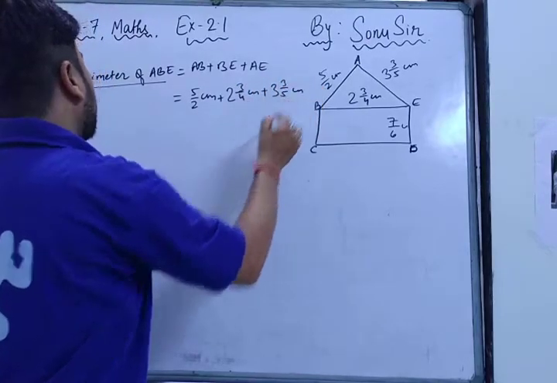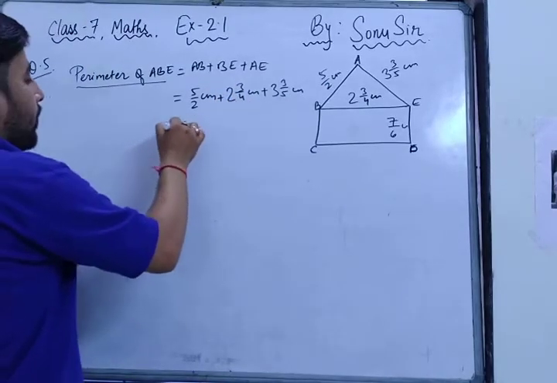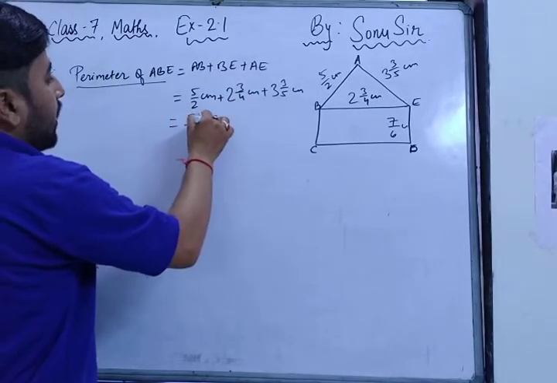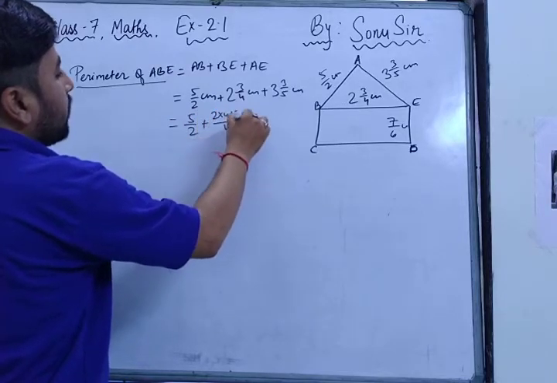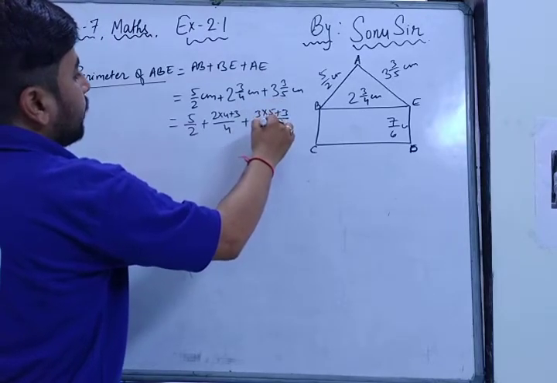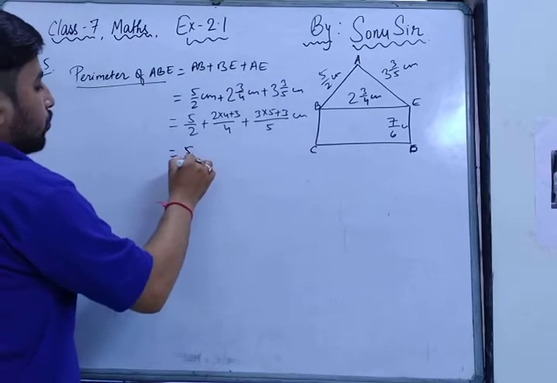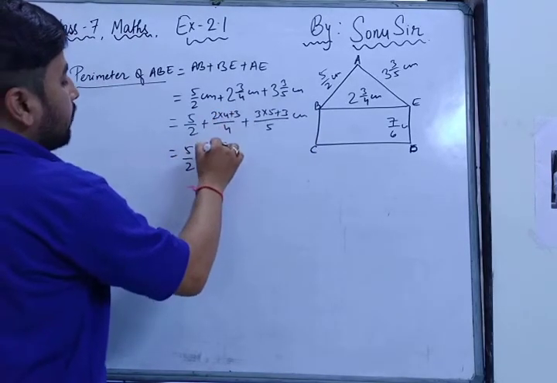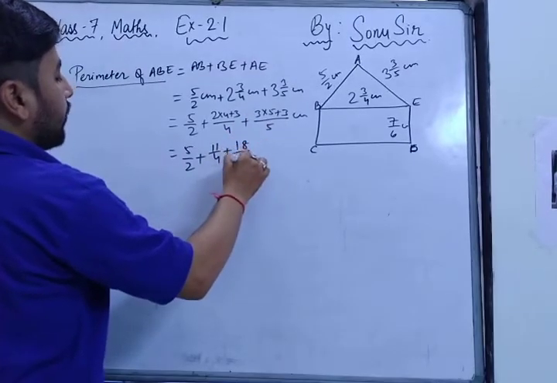First of all, what will we do? We will convert these mixed fractions into improper fractions. 5 by 2 plus 2 into 4 plus 3 by 4 plus 3 into 5 plus 3 by 5 centimeter. So 5 by 2 plus 4 2s are 8 plus 3, 11 by 4, plus 5 3s are 15 plus 3, 18 by 5.